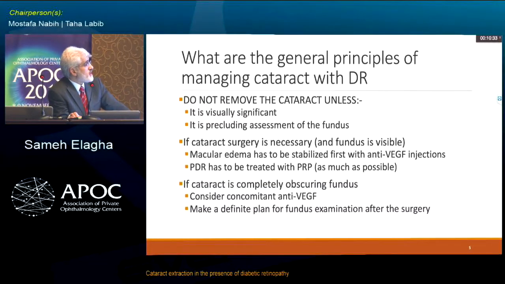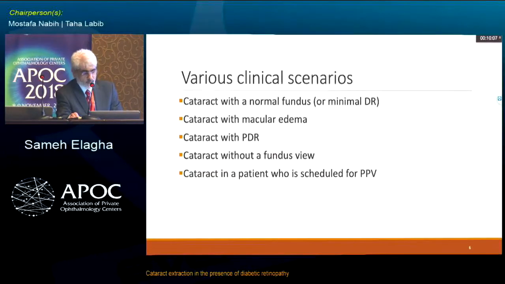If cataract surgery is necessary and the fundus is visible, then macular edema has to be stabilized first with anti-VEGF injections, and proliferative diabetic retinopathy has to be treated with PRP as much as possible. If cataract is completely obscuring the fundus, then we need to consider concomitant anti-VEGF injections with the cataract surgery, and also to make a definite plan for fundus examination after the surgery.